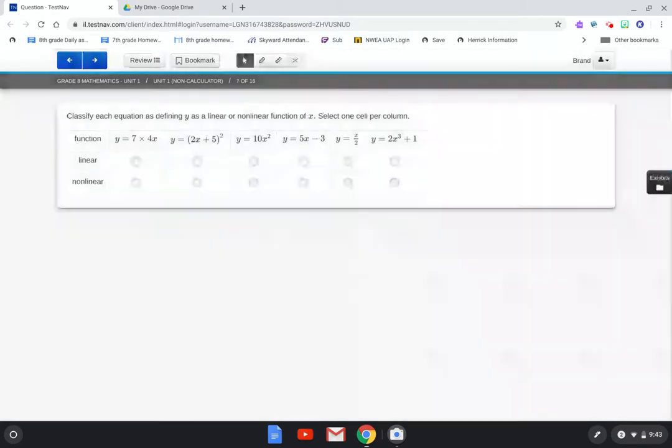Okay. For these ones, linear versus nonlinear. If you have any exponent, it's nonlinear. If x is being brought to the power of anything besides 1, then it's nonlinear. So that's nonlinear, that one's nonlinear, that one's nonlinear. This one would still be linear because 7 times 4x, that's y equals 28x. Even though there's a multiplication sign, that's okay.